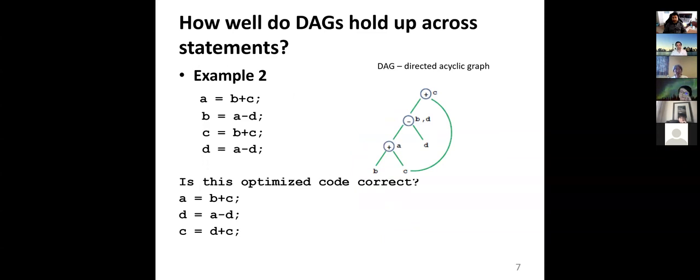So the question to you here is, given this code, 4 lines of code: A equals B plus C, B equals A minus D, C equals B plus C, and D equals A minus D. This is what the DAG would generate as the intermediate representation, and based on that, it would propose this optimized code. The question to you is, is this correct or not?